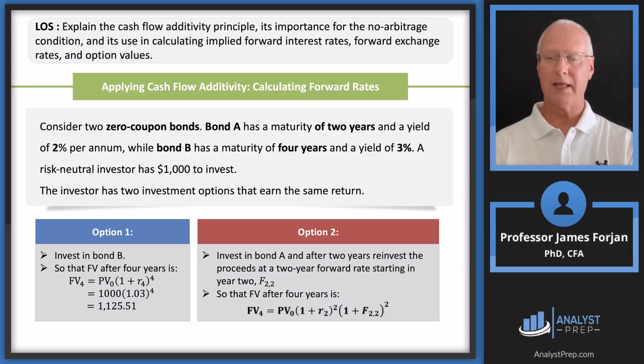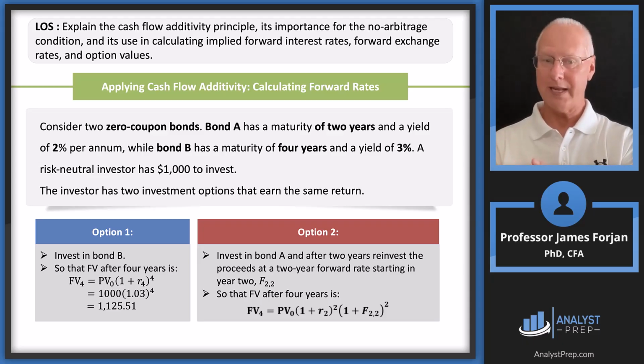So how do we calculate that future value? Well, we're going to do it the same way. So look at the bottom there. We've got future value is equal to present value. So we have 1,000 times 1 plus R. What was Bond A? 2%, so 1.02 in there.